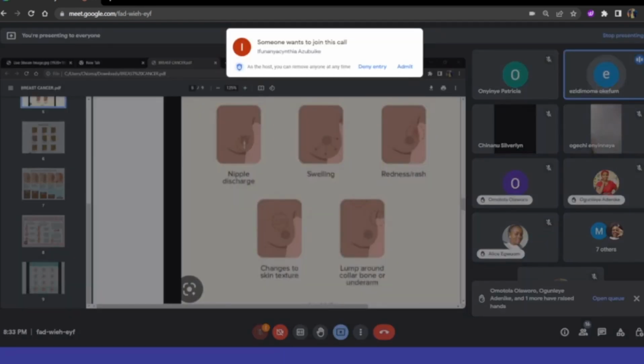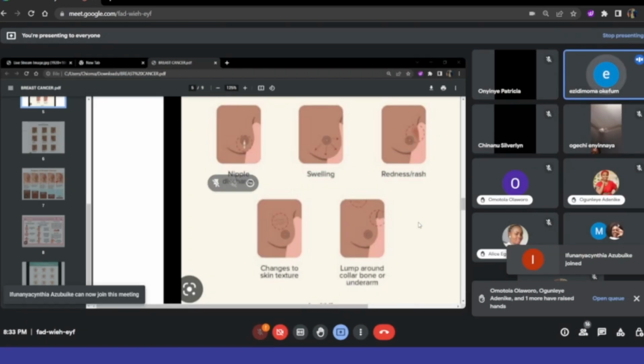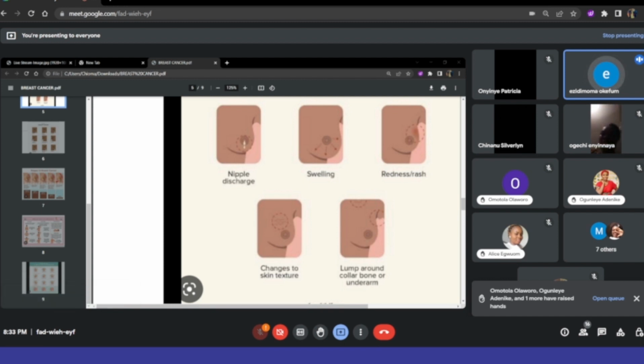Now, for common knowledge, breast lumps are usually painless. Remember that breast lumps are different from breast cancers, even though in breast cancers, one of the signs and symptoms is breast lump, right? For breast lumps which are benign, which are non-cancerous, they are usually painless. But for breast cancers, every lump that you feel is usually painful.